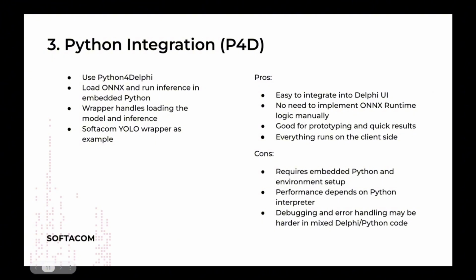The pros of this approach are the following. Faster to integrate, no need to write low-level ONNX code. Easier to use Python libraries like NumPy or OpenCV. Keeps control in Delphi. Good for real-world apps with existing logic. And cons: still depends on Python and its environment. Python, pip packages. Requires Python for Delphi and some scripting knowledge. Needs good error handling to avoid crashes at runtime.